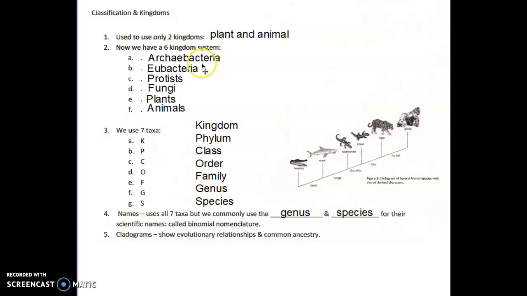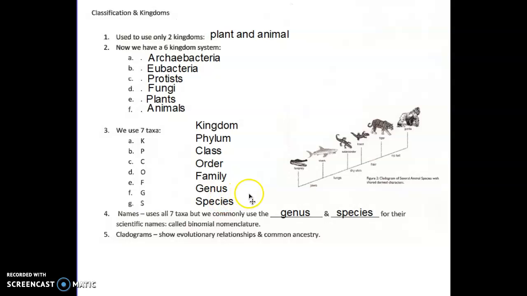And then once you put things into these kingdoms, we use these taxa to kind of classify them. So kingdom, phylum, class, order, family, genus, species. And you do have to know this particular order. There are not many things in biology where you have to know a specific order, but this is one of them. All right. And then when you name something, we use the genus and species, which are the last two.